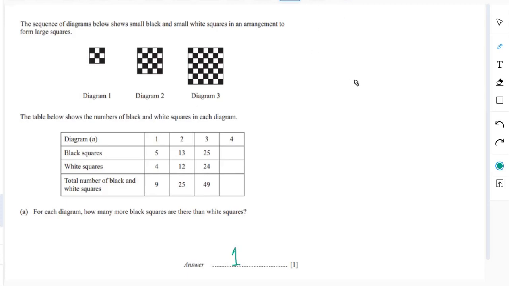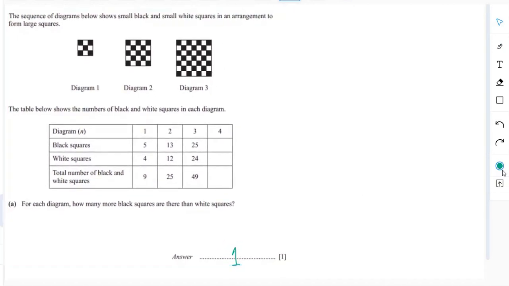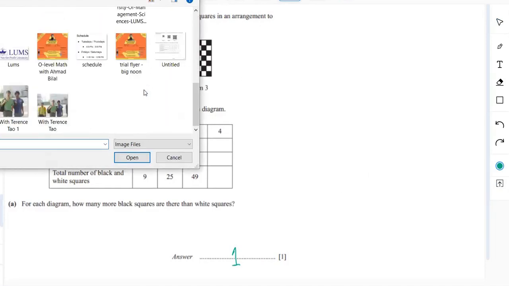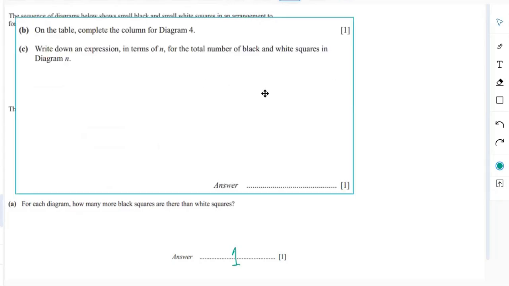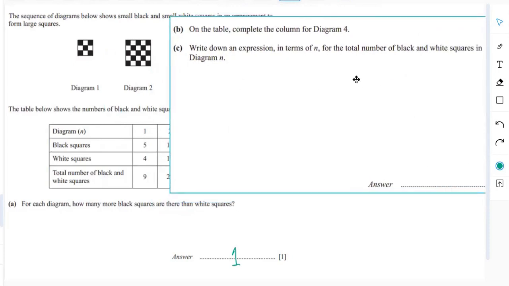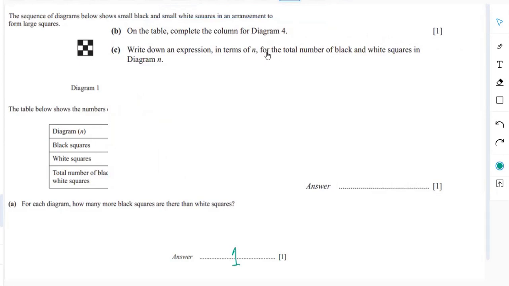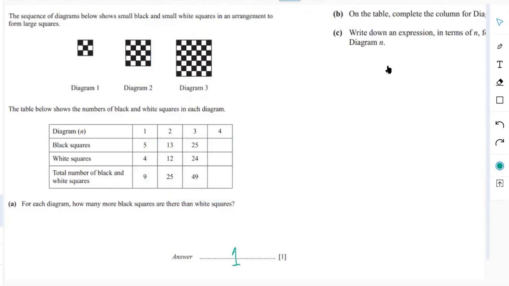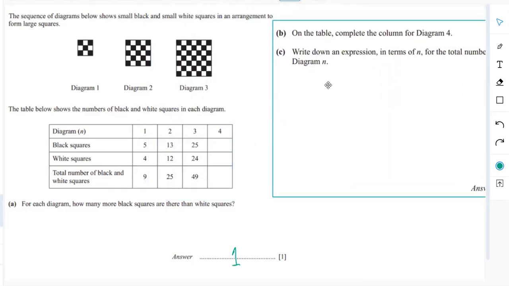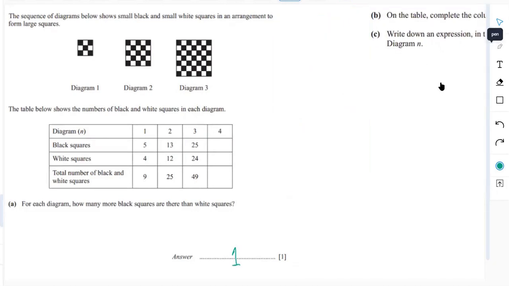But now let's look at the next parts of this. So उसके बाद वो क्या कहता है? इसको मैं साइड पे ले जाऊँ, दूसरे पार्ट को थोड़ा इंपोर्ट कर लूँ. Then we are asked about this. On the table that's given, we have to complete the column for diagram 4. So that's what we have to do first. Let me take that to the side for now. हमने table complete करना है for diagram 4.